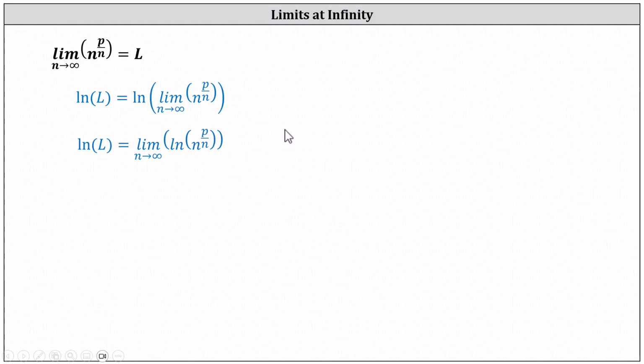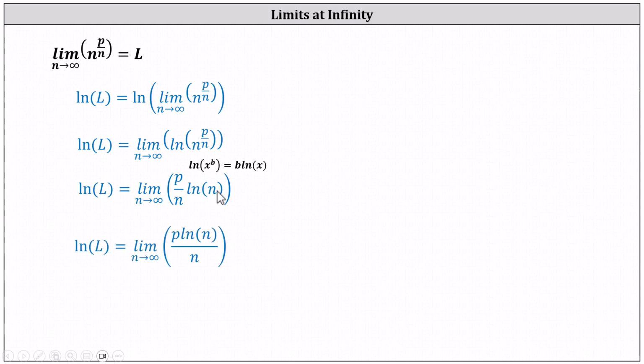And now we'll apply the power property of logs, which is natural log of x to the power of b equals b times natural log x. This indicates we can write the right side as the limit as n approaches infinity of p divided by n times natural log n. Let's write this as a quotient as p natural log n divided by n. Notice now as n approaches infinity, we have the indeterminate form of plus or minus infinity divided by infinity. I say plus or minus infinity because we don't know whether p is positive or negative.